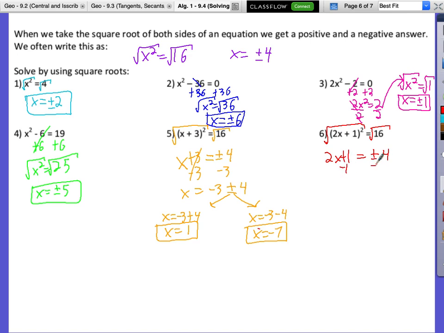Subtract 1. Where am I going to put this negative 1? In front of that, and then positive negative 4 afterwards. Is x by itself yet? No. How do we get x by itself still? Divide by 2. Very good. We divide this whole side by 2. And now x is equal to negative 1 plus or minus 4, all over 2, correct?